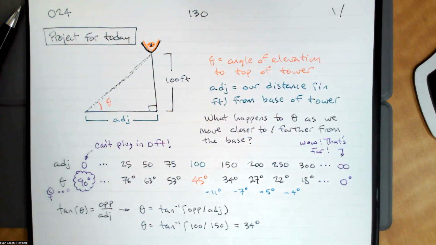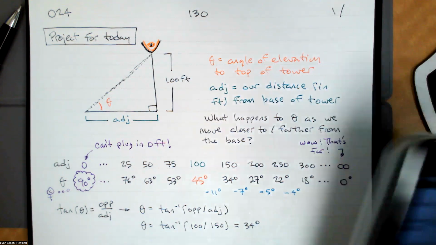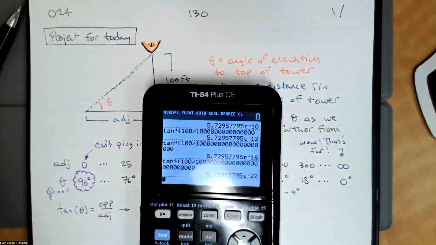So that's a little bit weird to think about. We can think of this 0-degree angle of elevation as us just not being able to see the tower. And on a long enough plane with good enough eyesight, we would have to be infinite feet away to not see the tower at all. And that's one of the ways that we can interpret what's going on with these calculations.